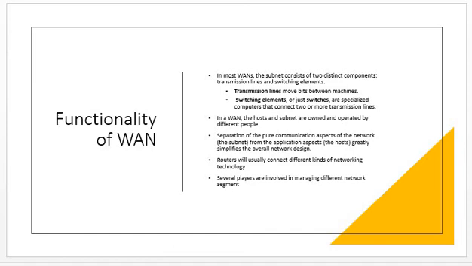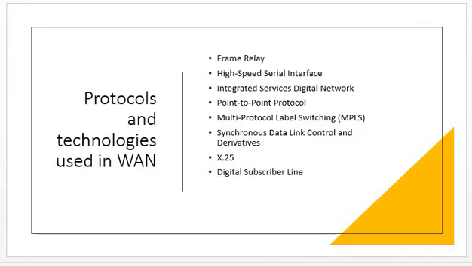So just to sum up some of the key functionalities of a WAN, it brings in the element of switching. It also brings in the elements of various service providers. And lastly, the geographical area it covers. The various protocols that are used in wide area networks are listed there. We'll explore them when we look at the OSI and the TCP/IP.